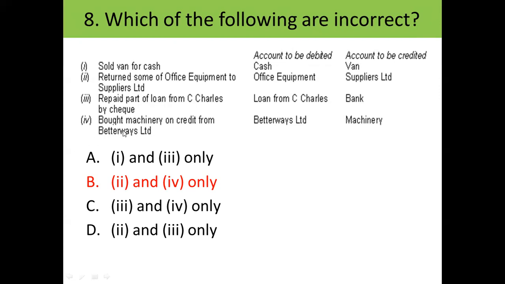The fourth: bought machinery on credit from Bata Limited. When we purchase machinery on credit, we have to debit machinery and credit Bata Limited, and we inverse the account. The second transaction and the fourth transaction are incorrect. That's why the right answer is B.